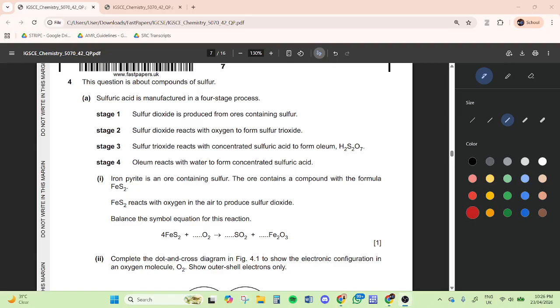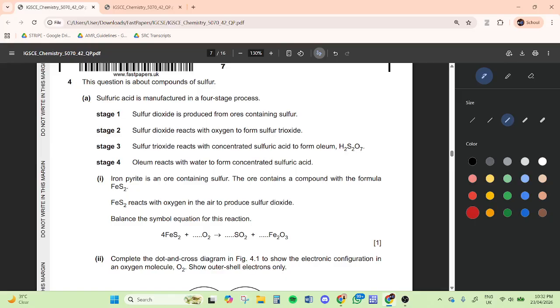So this question is about compounds of sulfur. Sulfuric acid is manufactured in a 4-stage process. Stage 1, sulfur dioxide is produced from ores containing sulfur. Stage 2, sulfur dioxide reacts with oxygen to form sulfur trioxide. Stage 3, sulfur trioxide reacts with concentrated sulfuric acid to form oleum, H2S2O7. Oleum reacts with water to form concentrated sulfuric acid.